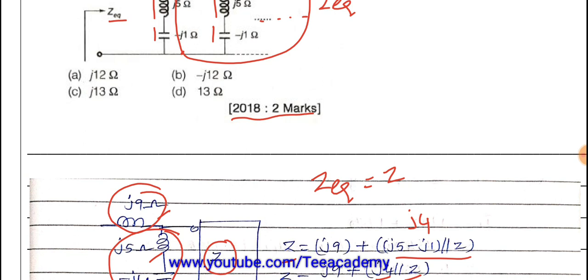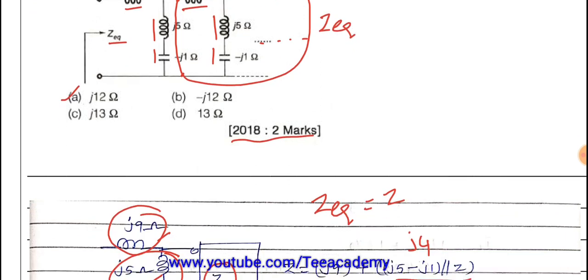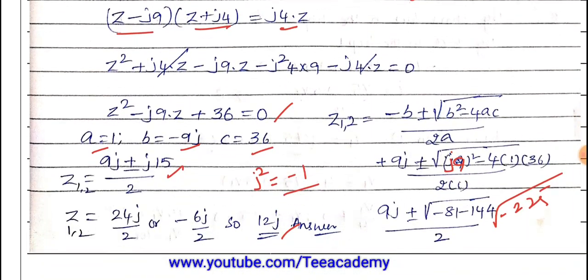But in the given options, the answer will be plus 2j. So that is the question asked in the ladder network. Suppose in any TRANSCO examination or AE examination the same question is asked, then you have to follow the same procedure and simplify it. Most of the time in PSUs the same question is repeated, so you have to remember the answers also.